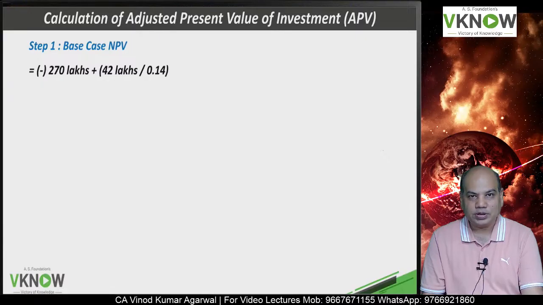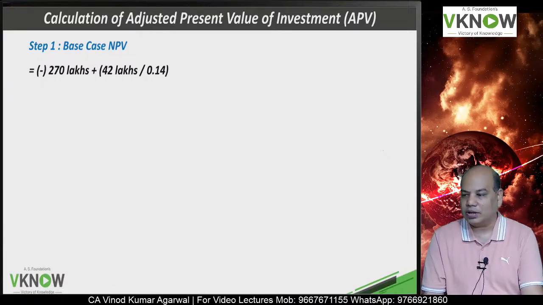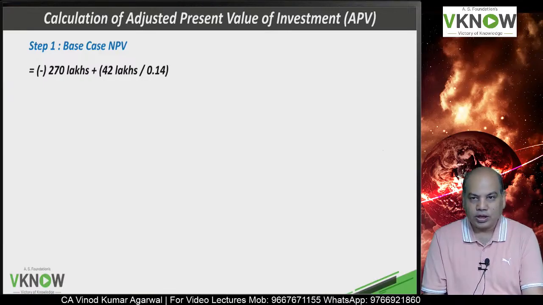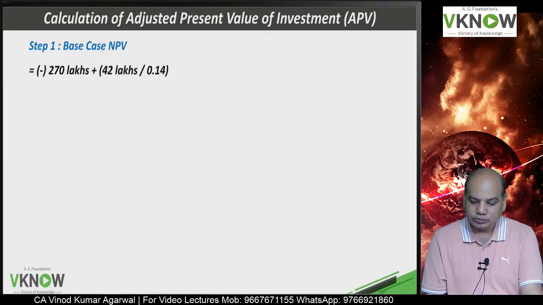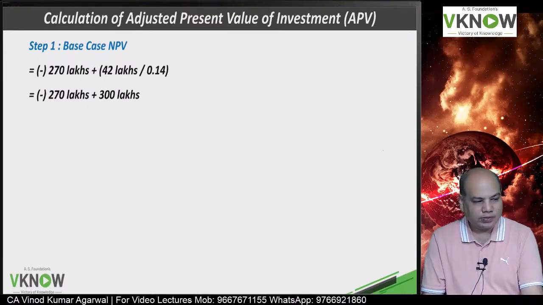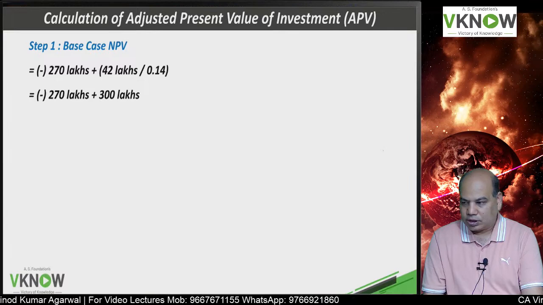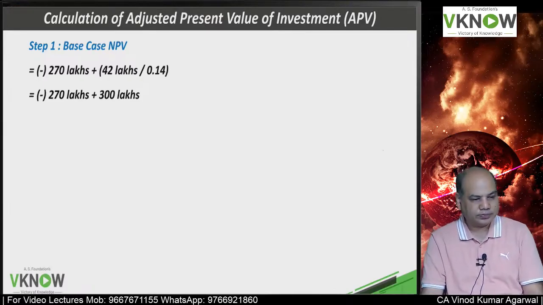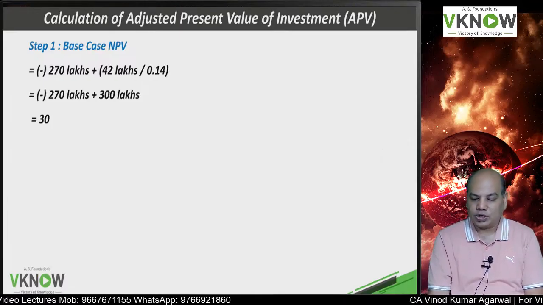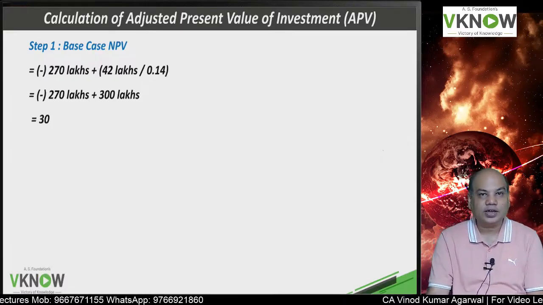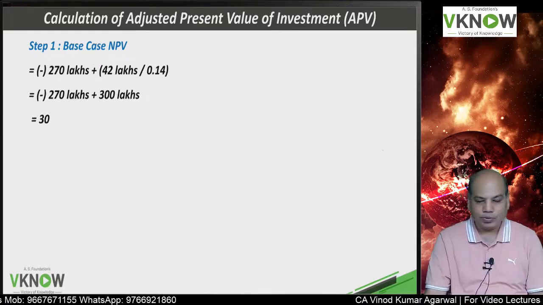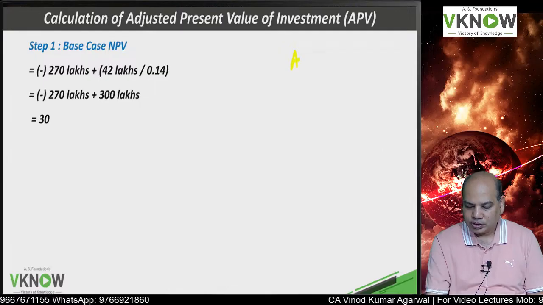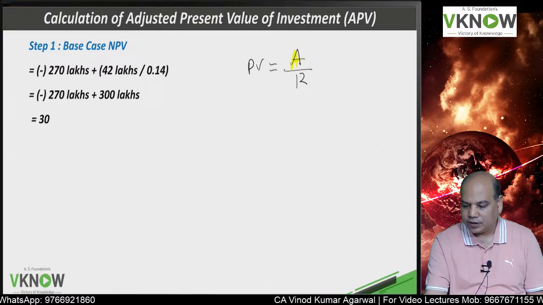Minus 270 lakh plus, in bracket, 42 lakh divided by 14%. Minus 270 lakh is your initial investment in the project and 300 lakh is your PV of future cash inflow. If the project has infinite life, the present value is A upon R. Present value formula is A upon R, if it is an infinite annuity.